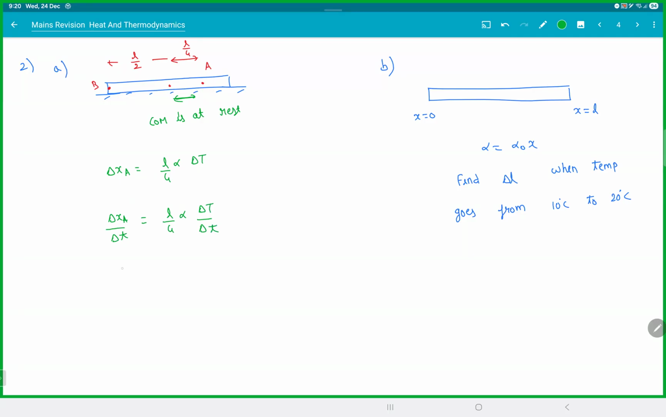Capital T is temperature, small t is time. This will be the velocity of A. So the velocity of A will be L by 4 alpha, that will be T degrees per second, I cap. Similarly, you can do it for B, that will be L by 2 alpha T, minus I cap. Both will be going in opposite directions. So I can ask you to find the relative velocity between A and B.